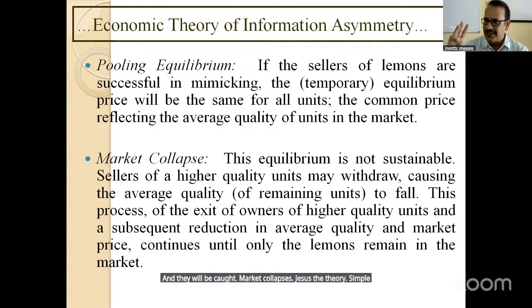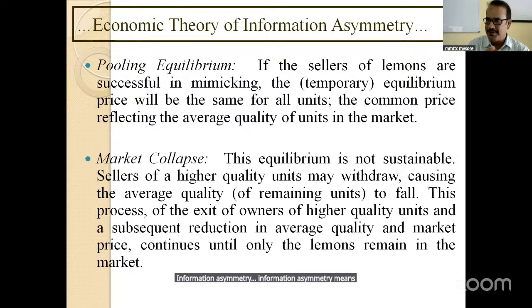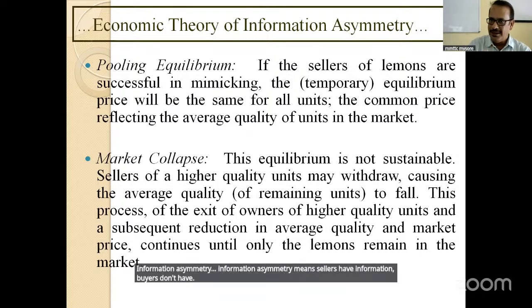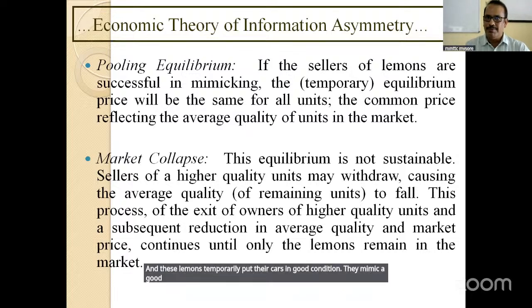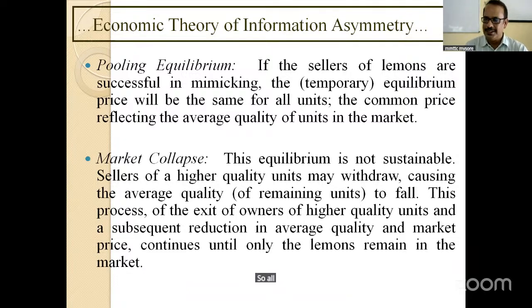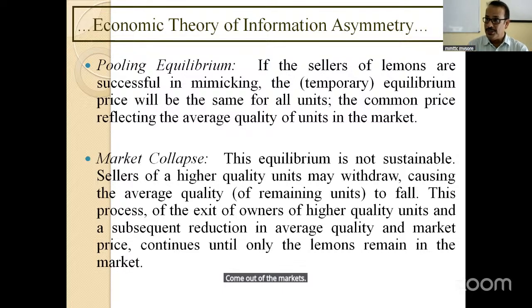Simple theory. I'll just give you three or four keywords. Information asymmetry: sellers have information, buyers don't. Then lemons and excellent, good quality cars and inferior quality cars. And these lemons temporarily put their cars in good condition. They mimic a good car, and the buyer will not be able to distinguish what is good, what is bad, and what is ugly. So all the cars command the same price, which doesn't go well with the sellers of good cars. Now the sellers of the good cars come out of the market, and in doing so, they give credible signals to the market.